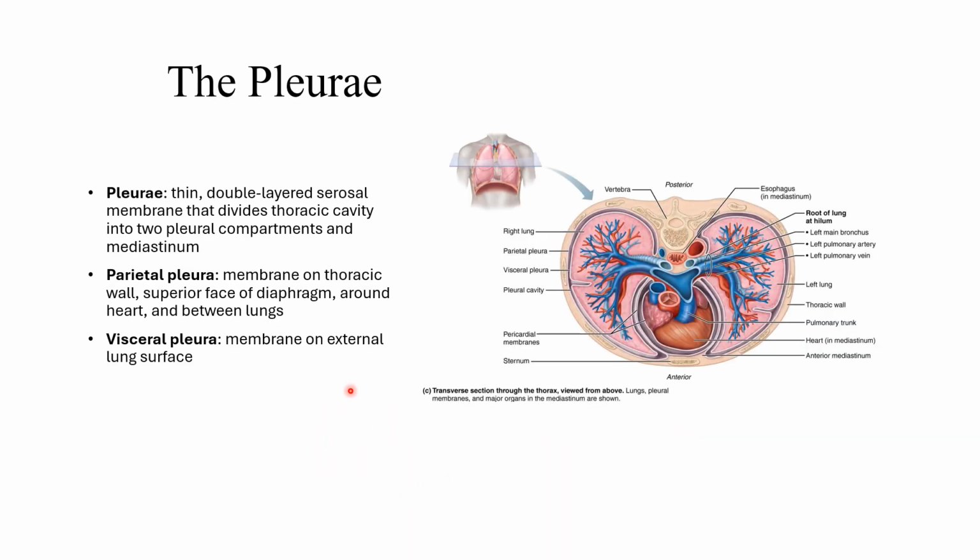Lungs are lined by the double-layered serosal membrane, which is known as pleura. And pleura divides the thoracic cavity into two pleural compartments. So each lung is covered by the pleura, and then one mediastinal compartment where there is heart. And this pleura has two layers. One layer is known as visceral pleura. Visceral pleura is present close to the lung. And then there is parietal pleura. Parietal pleura is the outer covering.